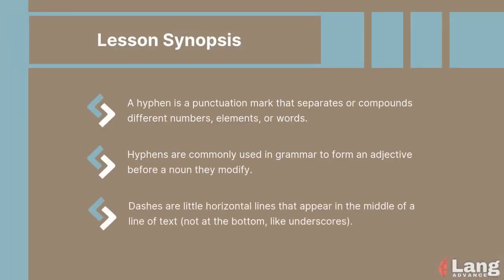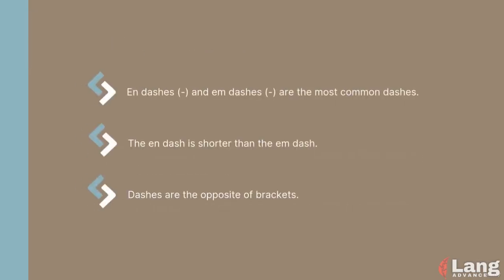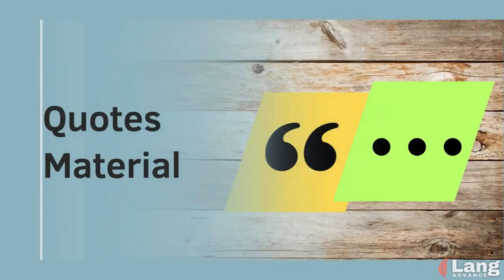Lesson synopsis. A hyphen is a punctuation mark that separates or compounds different numbers, elements, or words. Hyphens are commonly used in grammar to form an adjective before a noun they modify. Dashes are little horizontal lines that appear in the middle of a line of text, not at the bottom like underscores. N dashes and M dashes are the most common dashes. The N dash is shorter than the M dash. Dashes are the opposite of brackets. Quotes material. Lesson goal.